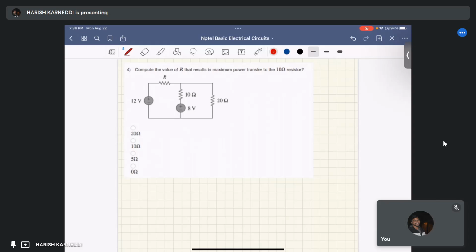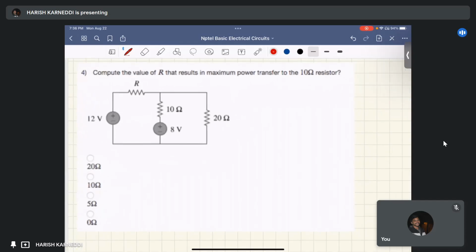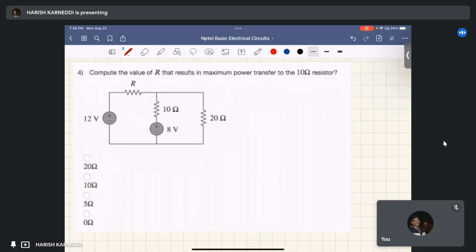Next question. What is this question? Compute the value of R that results in maximum power transfer to the 10 ohm resistor. We have to consider this 10 ohm resistor as a load. We have to deliver maximum power to this 10 ohm resistor, and considering all are aware of the maximum power transfer theorem.